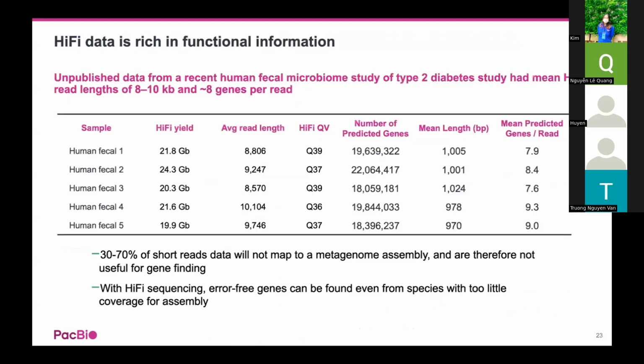And here's another example showcasing that HiFi data is rich in functional information. In this table, you can see 5 human fecal samples. The mean HiFi read length is about 9 kilobases. So this means you can detect 8 to 9 genes in one HiFi read, even without assembly. So in a scenario of genotyping your metagenomic samples, you can just go directly with the gene annotation, and there's no need to assemble HiFi reads.